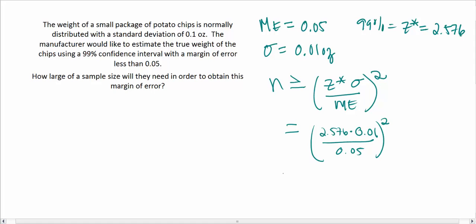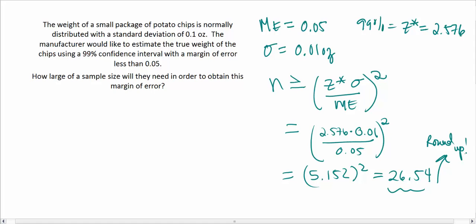So this expression inside the parentheses is equal to 5.152. Square this, we get a value of 26.54, and we should always round up.